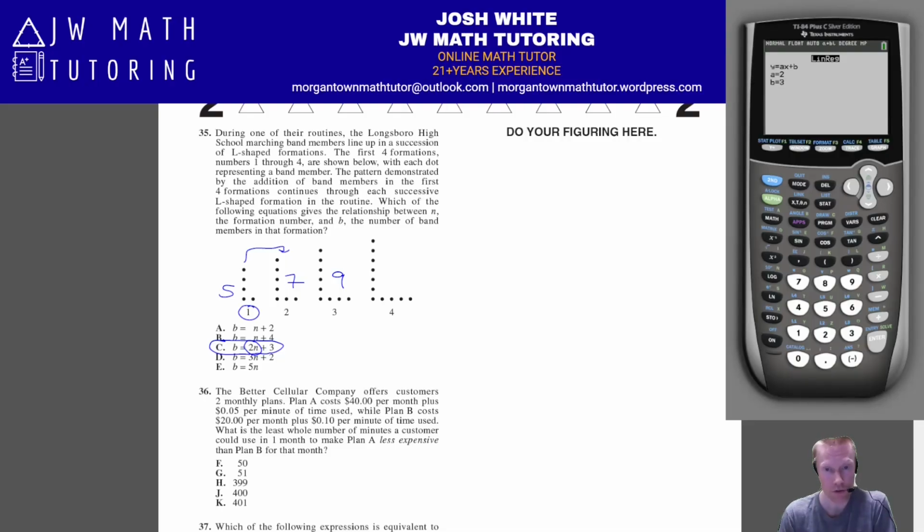1 plus 2 is 3. Does 3 equal 5, the actual number of members? No, cross it out, eliminate it. Then you could check B, it works, so you would keep it. C works, we keep it. D works, keep it. E works, keep it.